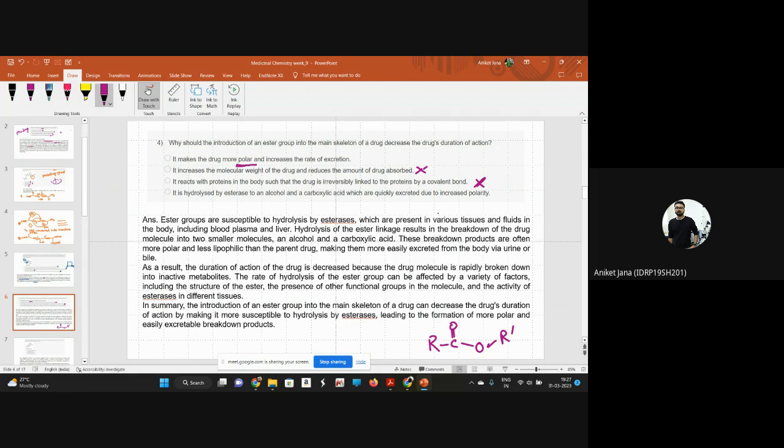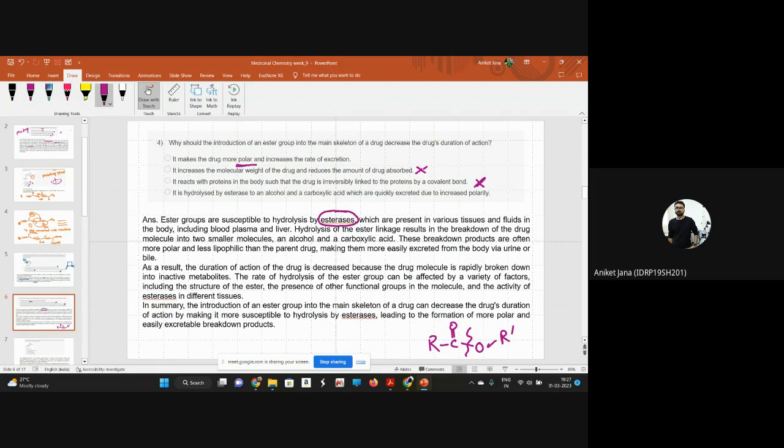It is hydrolyzed by the esterase to an alcohol and a carboxylic acid, which are quickly excreted due to increased polarity. Right. So if we break this bond by the enzyme esterase, then the two polar moieties, the carboxylic acid and the alcohol group, are formed. So they are inherently more polar than our original starting ester molecule, and they are excreted from the body. So ester groups are susceptible to hydrolysis by esterase.